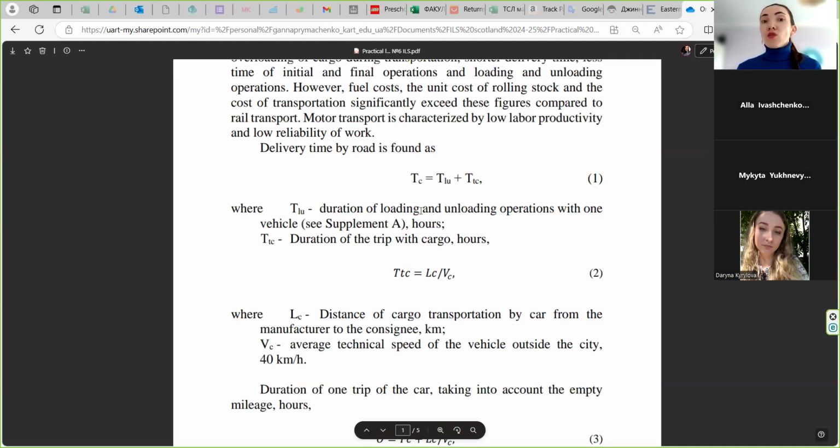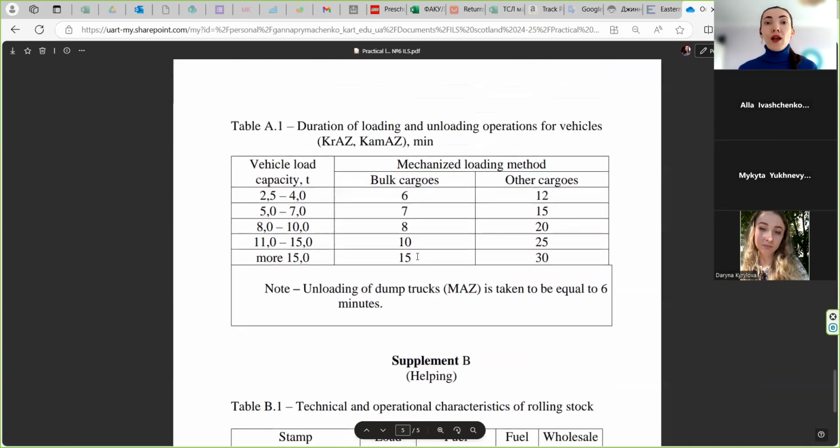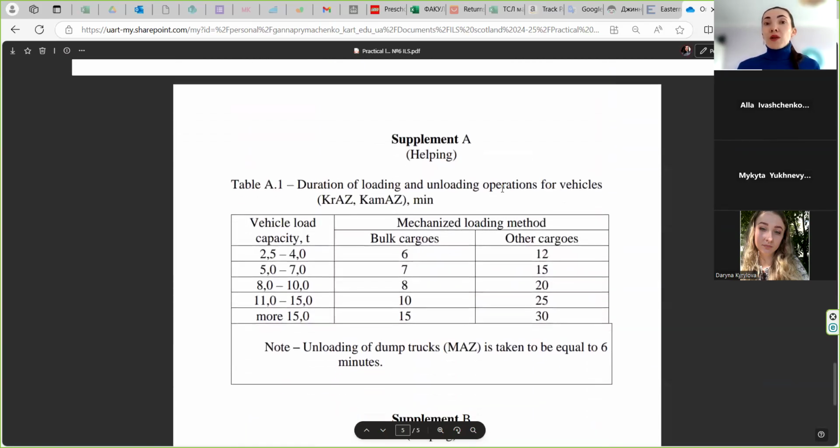It is the duration of loading and unloading operations with one vehicle. We need to see supplement A and find this time in hours. Now, I opened supplement A. It is at the end of our documents. Okay, it is supplement B. What do we need to know for this table? We have the table. It is the duration of loading and unloading operations for vehicles.